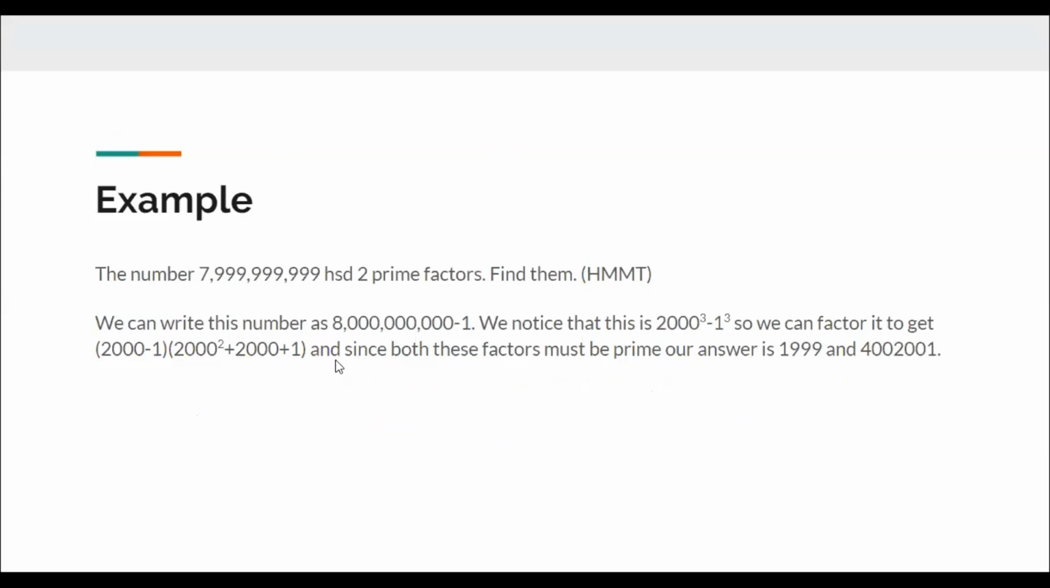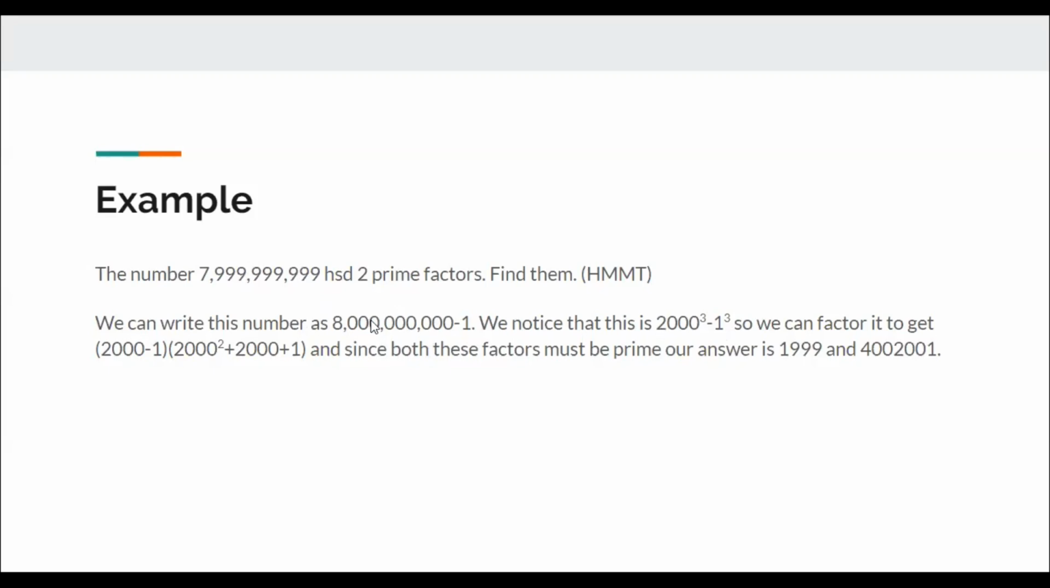Okay. This is an HMMT problem. So this is kind of an advanced competition, but I'm just trying to show how you could use these easy factorizations to solve these pretty hard problems. So the number 7 followed by 9 nines has 2 prime factors. Find them. You can write this number as 8 followed by 9 zeros minus 1. And we notice that this is 2000 cubed minus 1 cubed.